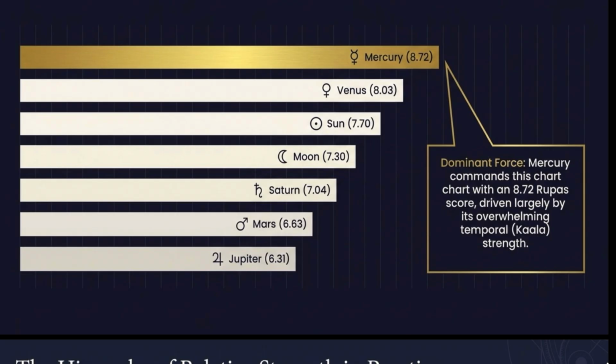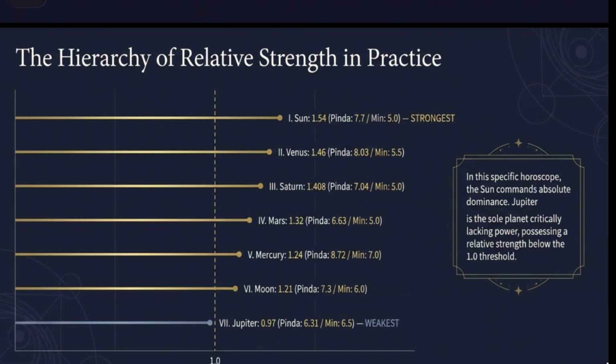From the Shadbala Pinda, we calculate the Shadbala. For calculating the Shadbala, there is a minimum requirement for each planet. What should be the minimum requirement? For Sun, it is 5. For Venus, it is 5.5. For Saturn, it is again 5. For Mars, it is 5. For Mercury, it is 7, the highest requirement. For Moon, it is 6. For Jupiter, it is a minimum of 6.5.